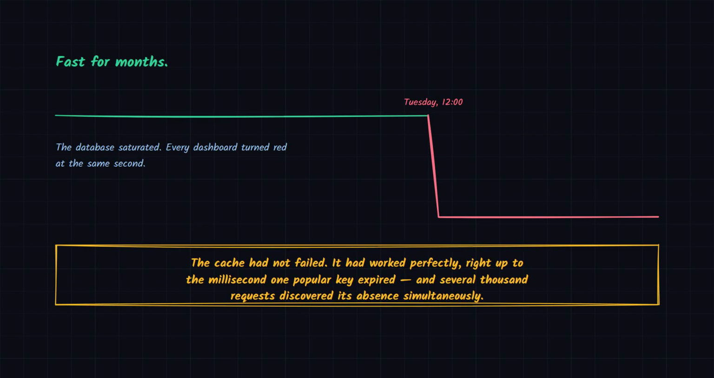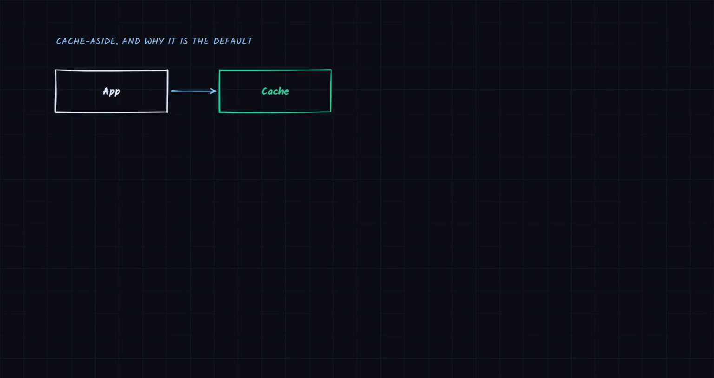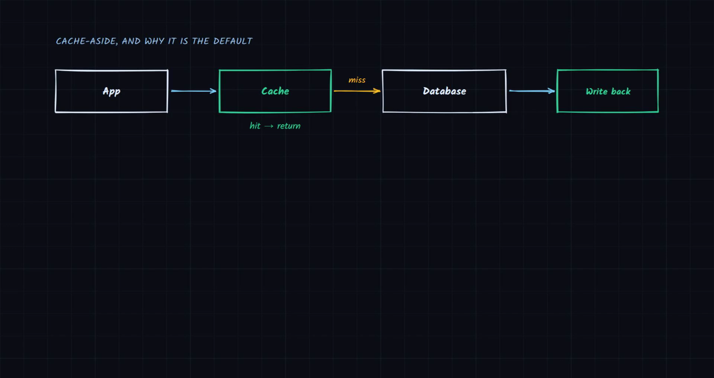So let's design a distributed cache properly and look at the specific way caching moves a problem rather than removing it. The default pattern is cache aside, and it is the default for good reasons. The application asks the cache. On a hit, it returns. On a miss, it reads the database, writes the value into the cache with a time to live, and returns it. The application owns the logic, so the cache is never in the write path.